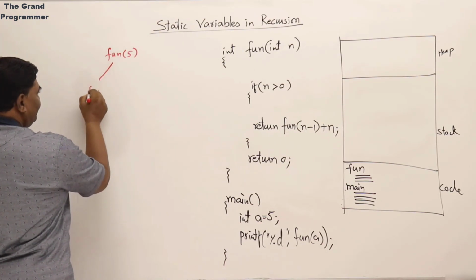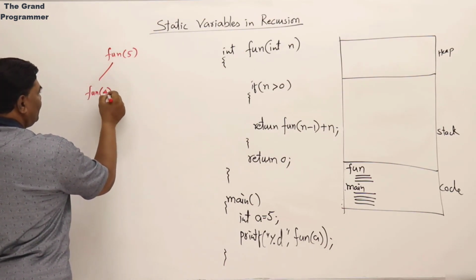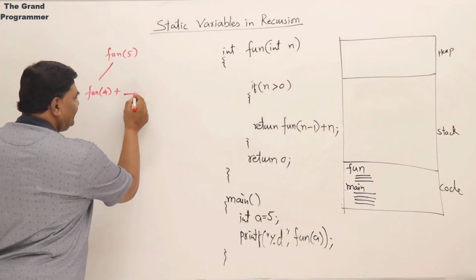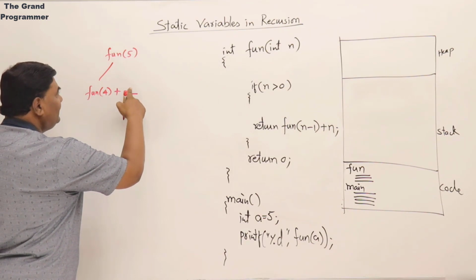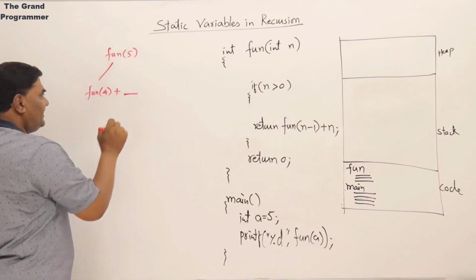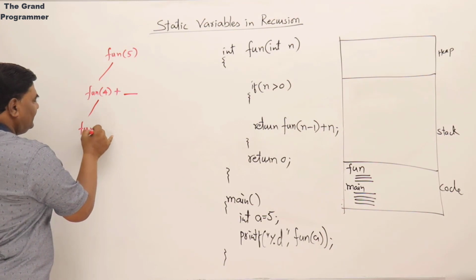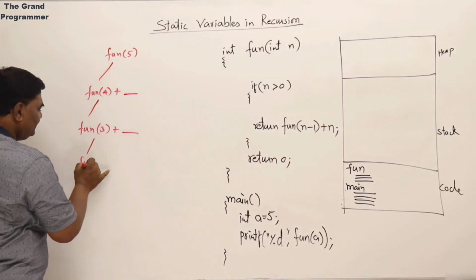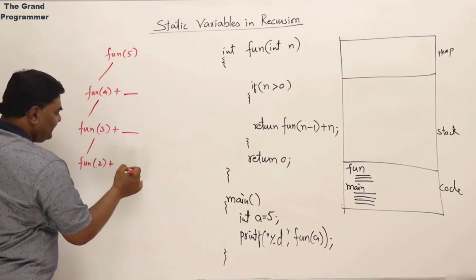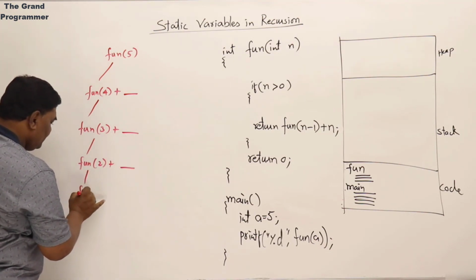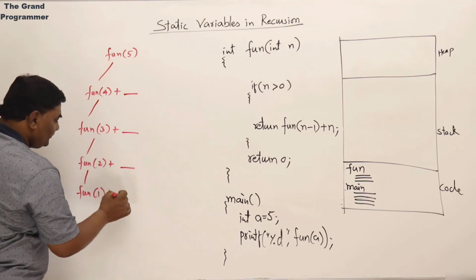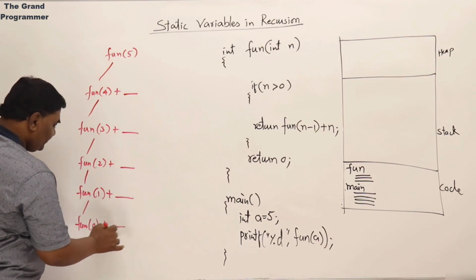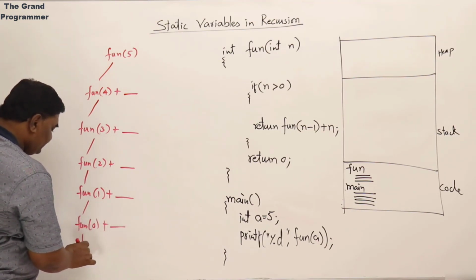So it will call itself for fun of 4 plus this n. So let it be blank here. That will be filled with the value of n. And what is the value of n here? 5. I'll use it afterwards. Then it will call itself for 3, plus 4 should be added. I'll leave it as a blank. Then fun of 2, 3 should be added. I will leave it as a blank. Then fun of 1, 2 should be added. Then fun of 0, 1 should be added, and fun of 0 is 0.